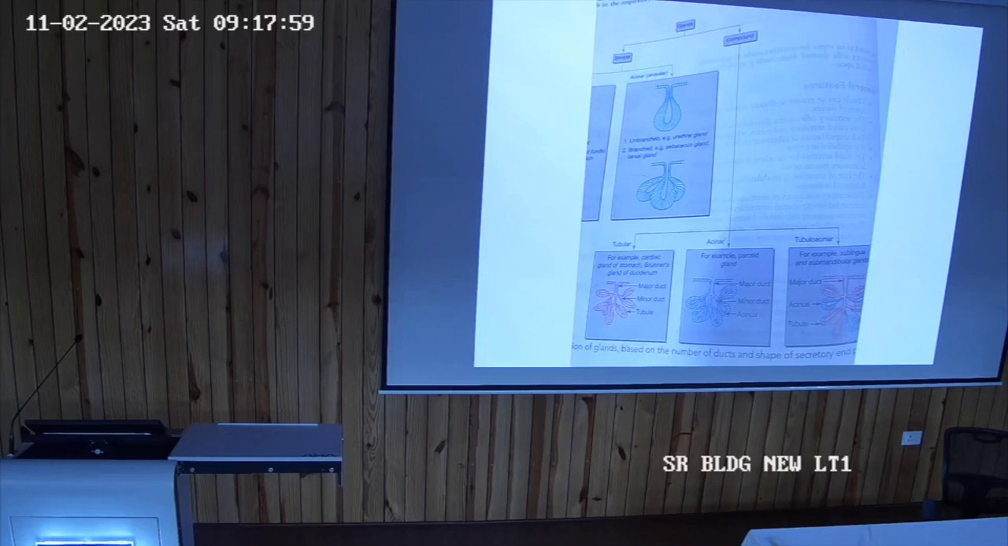Now look at the compound tubular glands. Look here. There is one large duct in which the small ducts are opening. So small ducts are called the minor ducts and the large duct is the major duct. Here you can see a large number of branched tubular glands. Why is it called compound? Because it has two types of ducts, minor ducts and major ducts. All the minor ducts join and open into the major duct, and the major duct opens outside.